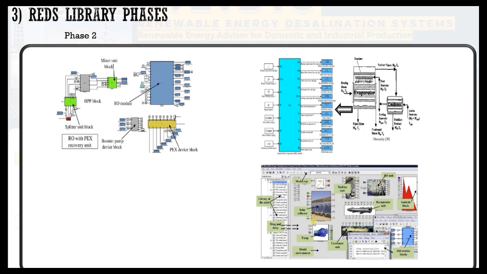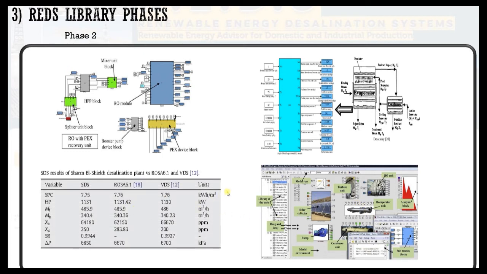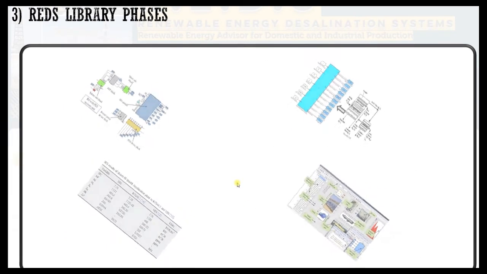As you can see here, we transformed this into such a technique by Simulink. This is the whole plant: solar field, turbine unit, reverse osmosis, evaporator, condenser, pumps, and so on. And we can derive our results. As you can see here, validity.